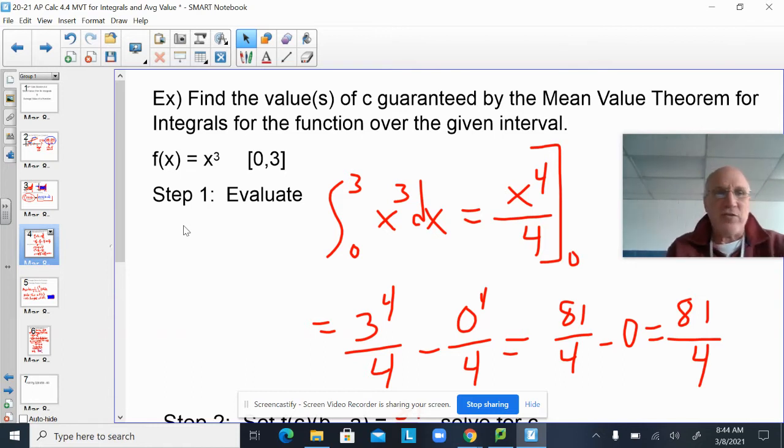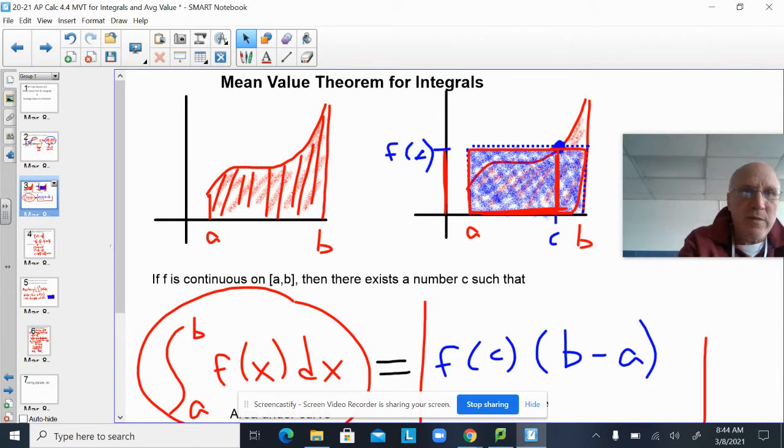So the first thing we have to do, again, I'm going to scroll back and forth in the theory. First thing I'm going to do is actually calculate the actual integral from A to B.